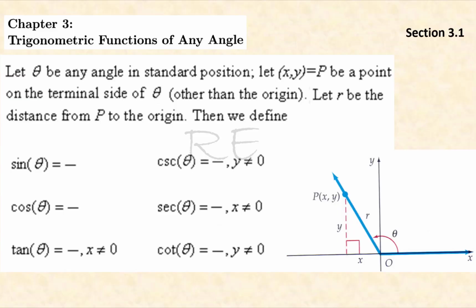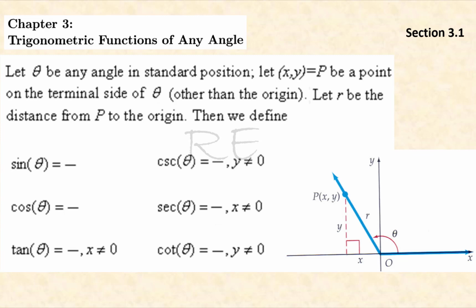Let theta be any angle in standard position. (x, y) is the point on the terminal side of theta other than the origin, and r will be the radius, which is the distance from P to the origin. The trig ratios will be the same, only the sign will vary depending on the quadrant.